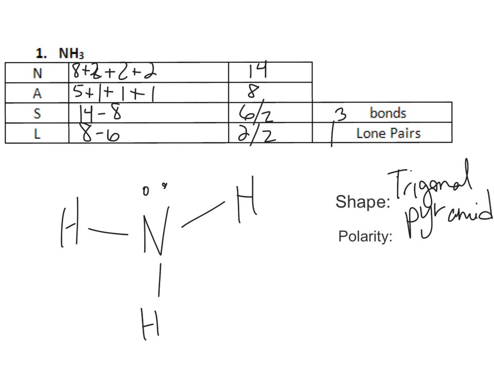So we have our shape, then we go to our polarity. We know the bonds are all individually polar. N-H, 2 different nonmetals, that's a polar bond. But separate from that, we go to our questions.